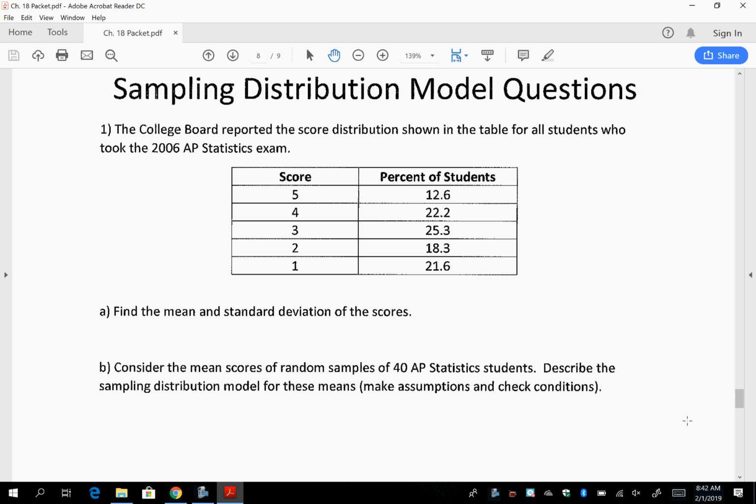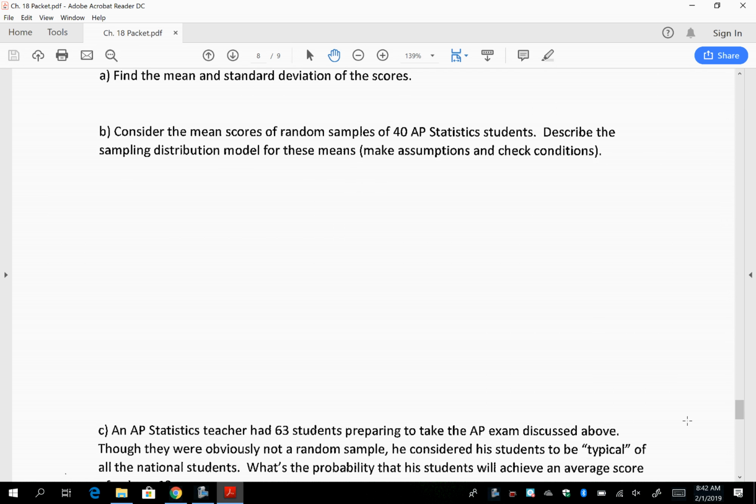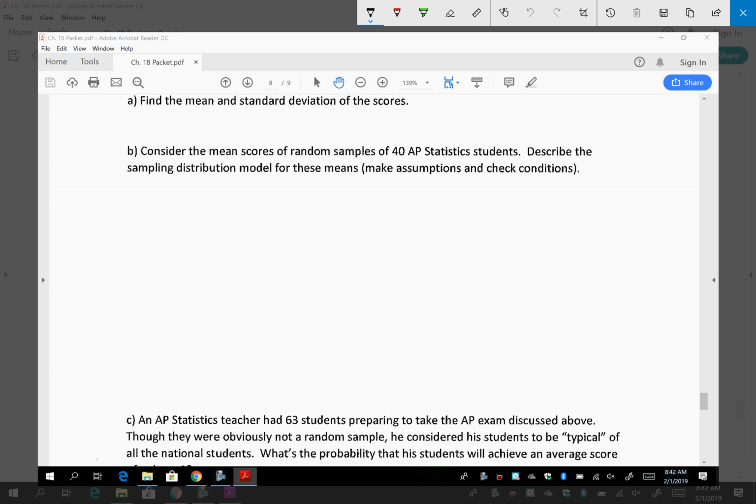So we have a problem that is talking about looking at this distribution of AP scores from the 2006 exam. And you can see that the range of scores is 1, 2, 3, 4, or 5. And then we have a percentage of students for each one. I already had you guys write down the mean and the standard deviation. Could someone please tell me those again? What's the mean? 2.859. Excellent. So the average score is a 2.859 with a standard deviation of 1.324 points. Okay, thank you.